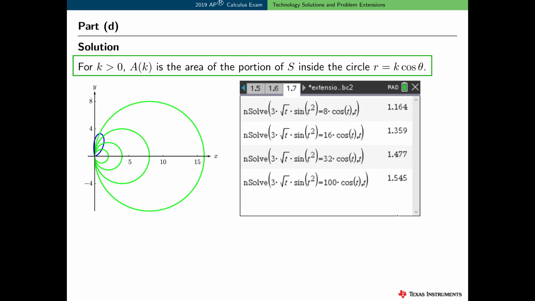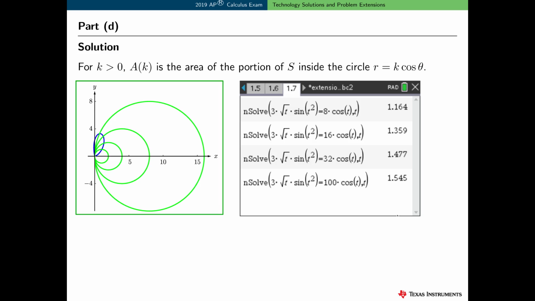First, A of k represents that portion of the region S inside the circle described by r equal k times the cosine of theta. Now here's a graph to illustrate this situation. The circle is centered on the x-axis at k over 2, 0. As k increases, you can see that the circle gets closer and closer to enclosing all of the region S in quadrant 1. And that's the reasonable conclusion without any analytical justification.